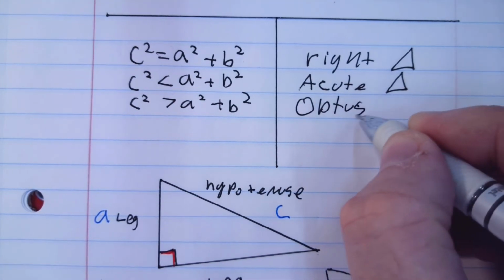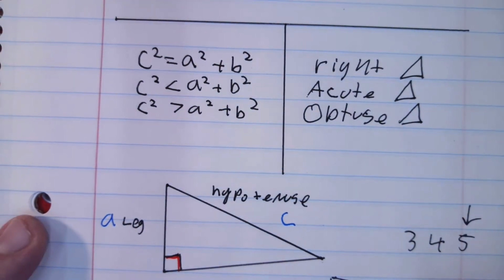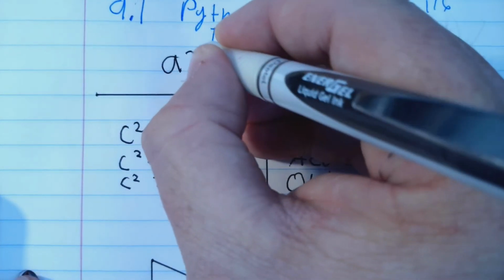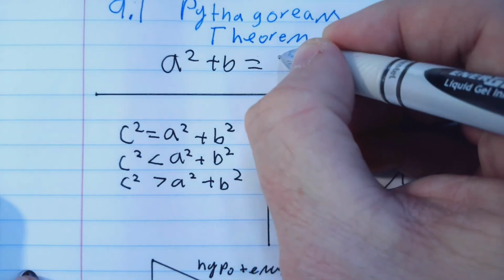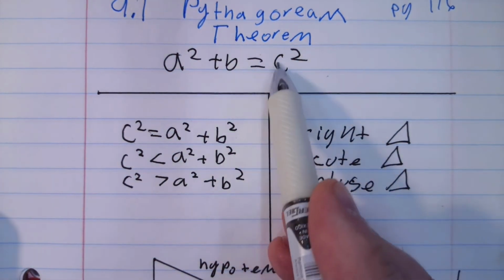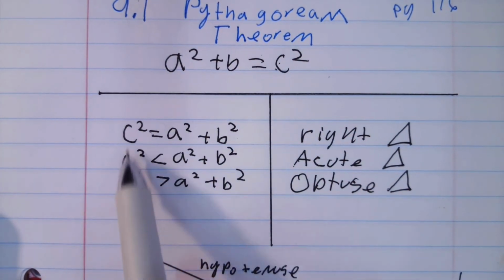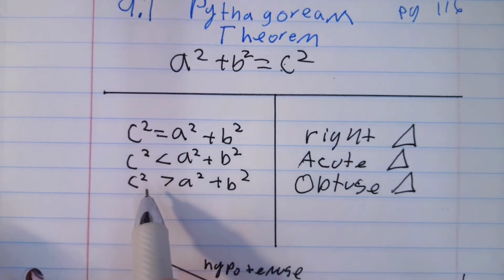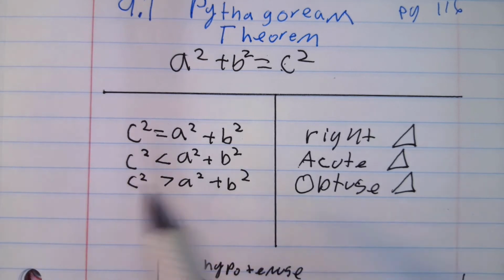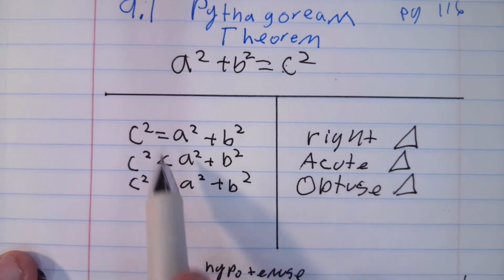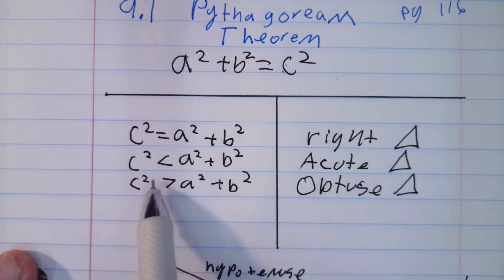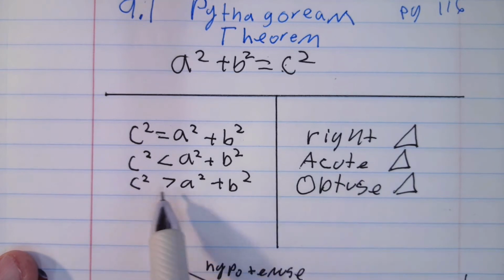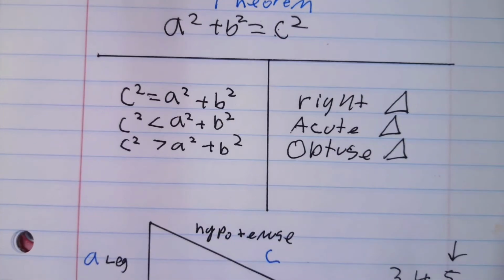This is probably the new stuff. The original Pythagorean theorem, which I probably should write someplace on here since this is a video, is A squared plus B squared equals C squared. It doesn't matter if you do it forwards or backwards. This is how I do it a lot of times, just because it makes more logical sense if you start with the C squared. Equals is right, less than is acute, greater than is obtuse. So that's what I want to do on that.